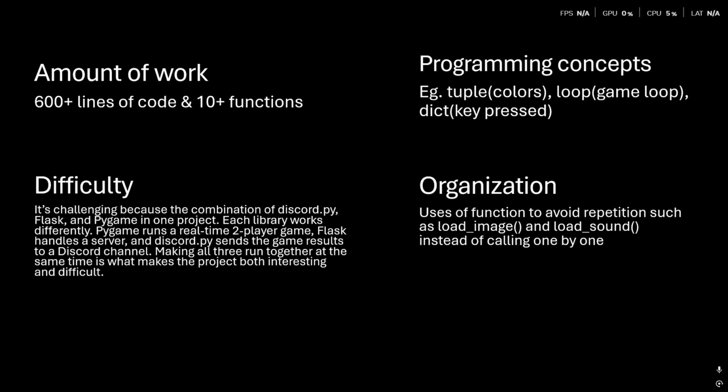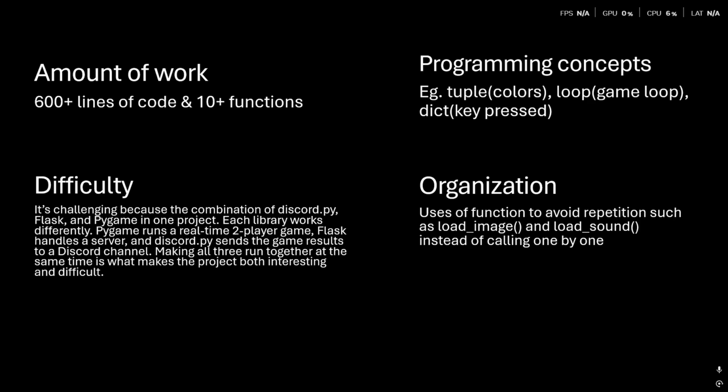Next is the amount of work. Our code has 600 lines of code and more than 10 functions. And the difficulty is challenging because of the combination of Discord.py, Flask, and Pygame in one project. Each library works differently. Pygame runs a real-time two-player game, Flask handles a server, and Discord.py sends the game result to a Discord channel. Making all three run together at the same time is what makes the project both interesting and difficult.